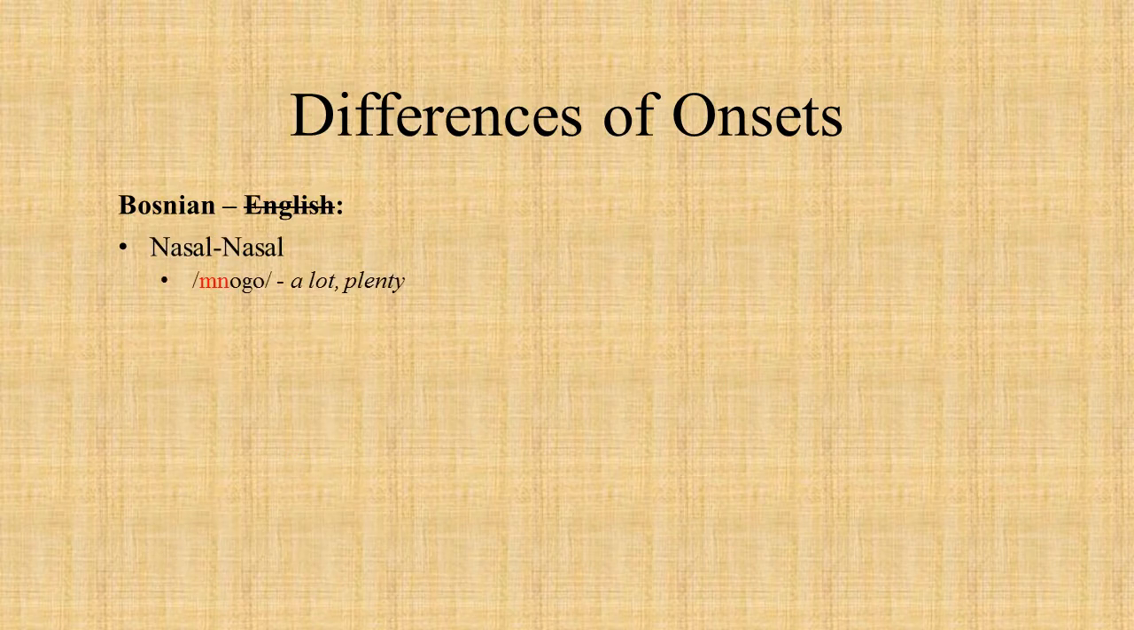As we see here, English does not have a nasal-nasal combination, while this combination is possible in the Bosnian language. The word mnogo, which means a lot or plenty, in English has the two nasals m and n side by side.